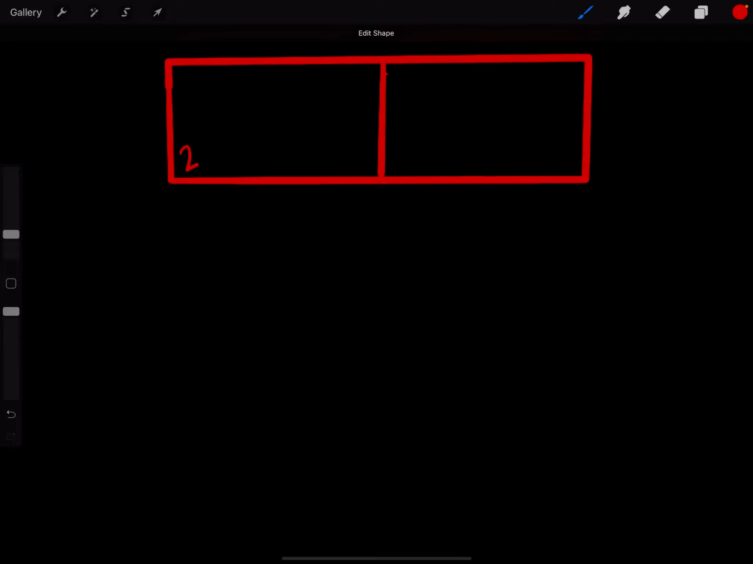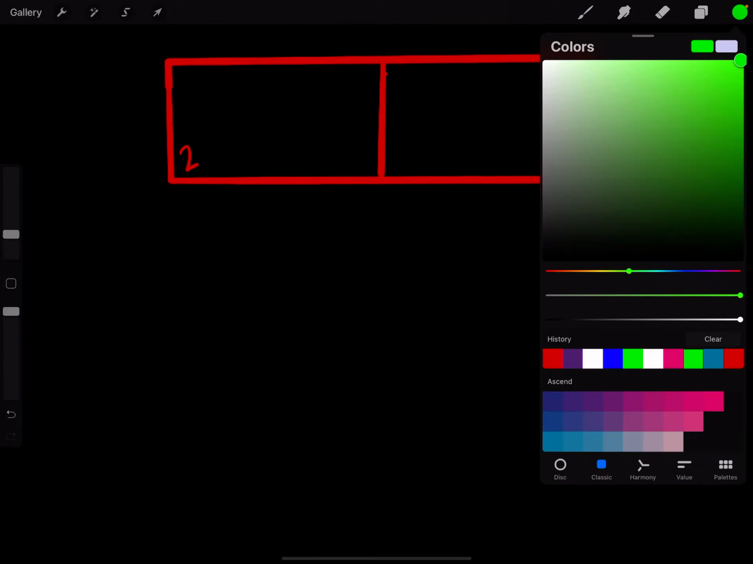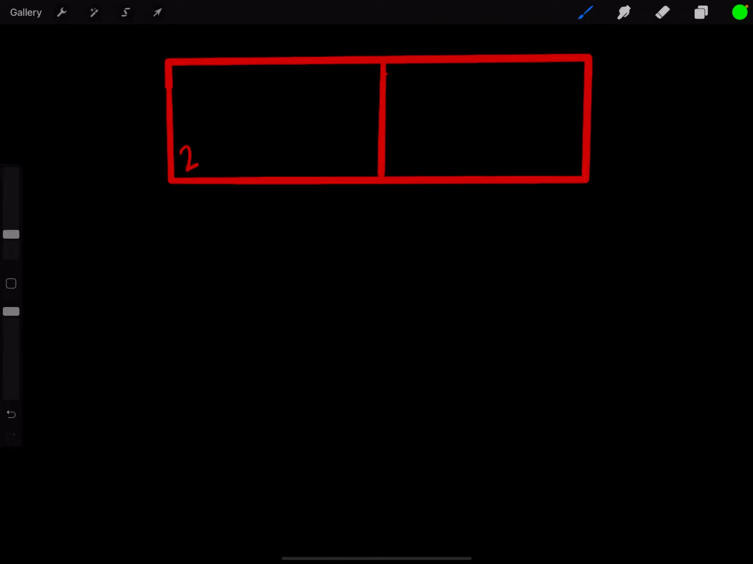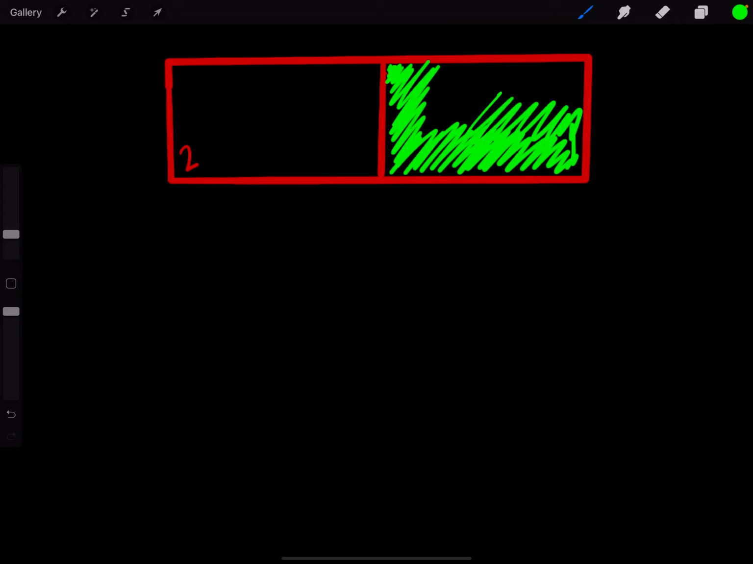So now if I take a color and I fill half of it, go ahead and color it with your color. I'm only filling out half, so how much is that? How many parts of a whole do we have colored? We have 1 part of a 2-part square or rectangle shaded in.